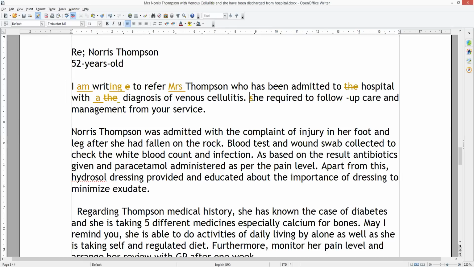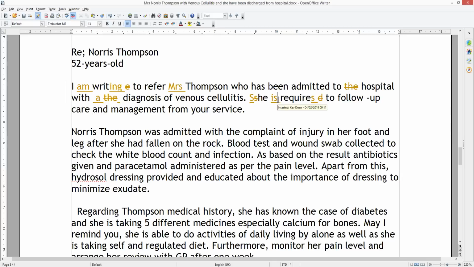She required. Well, first, that should be capitalized. Then we need a verb, some form of be, am, is, was, were. She is required. Well, she's not required to follow up. She requires follow-up care, not she is required. So the grammar here is pretty bad. You probably wouldn't even get a C with this because we've got 5 or 6 mistakes. We haven't even got 2 sentences in. So I'll send her this and hope she can improve.